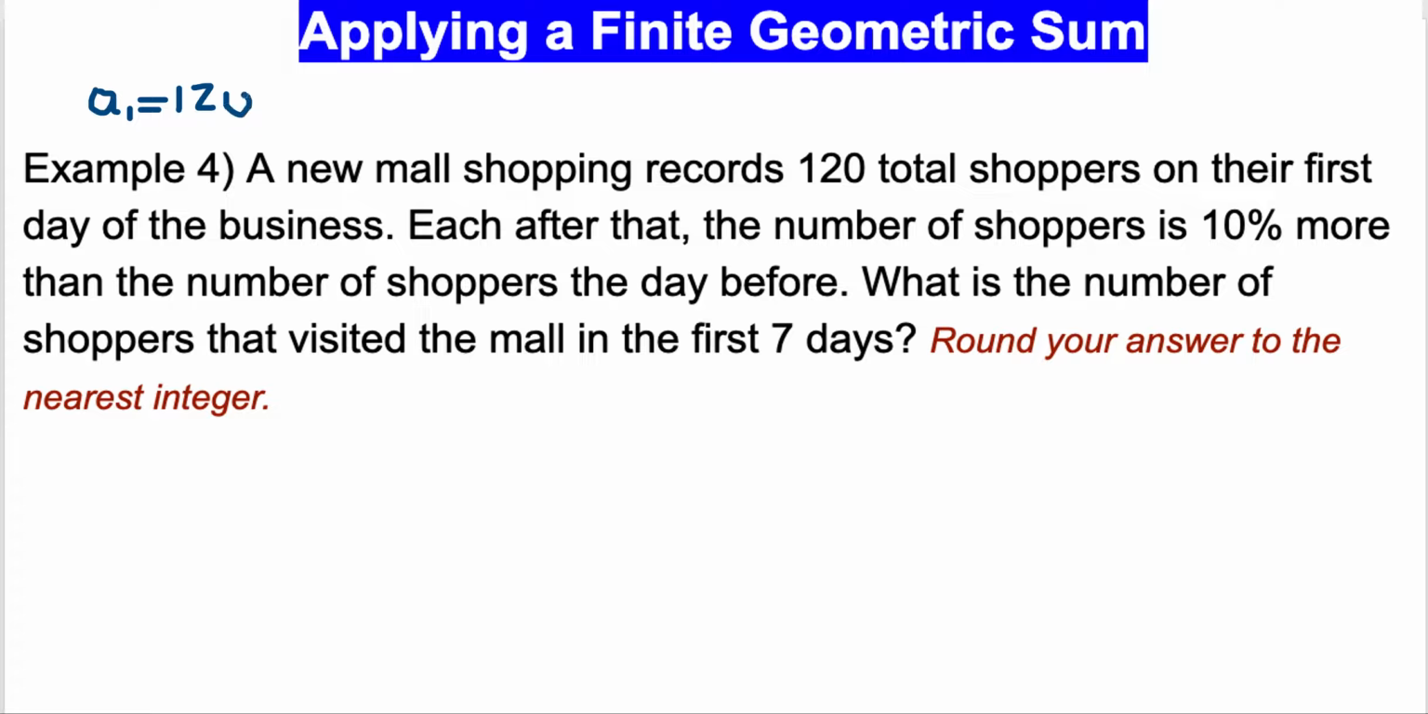And now, the common ratio. How can we find the common ratio? It says the number of shoppers increases by 10% each day. It was 100% of whatever they were, plus 10% extra. It means 110%. But if we want to convert this into a number, we divide 110% by 100%, and the common ratio r is equal to 1.1. So now the common ratio is 1.1.